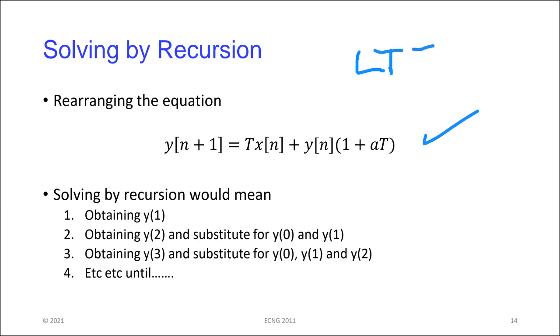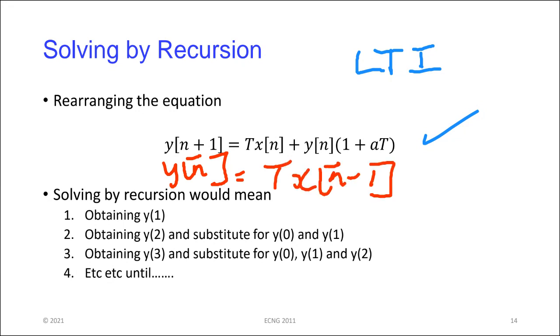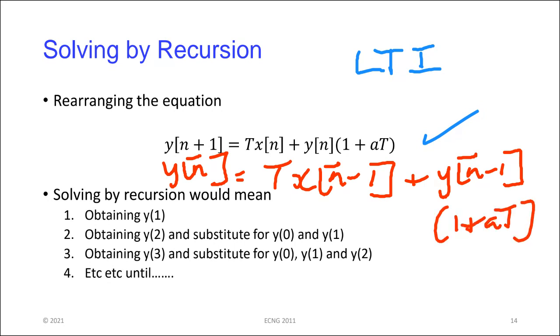So I could also have, once we're dealing with linear time invariant systems as we have been, I can write this over as y n equals T x n minus 1 plus y n minus 1 into 1 plus aT. Both of them are the same. All I've done is shift it around by one sample. In other words, the difference equation for one capital T ago would be the equation in red there. I haven't done anything because it's linear time invariant. Make sense?